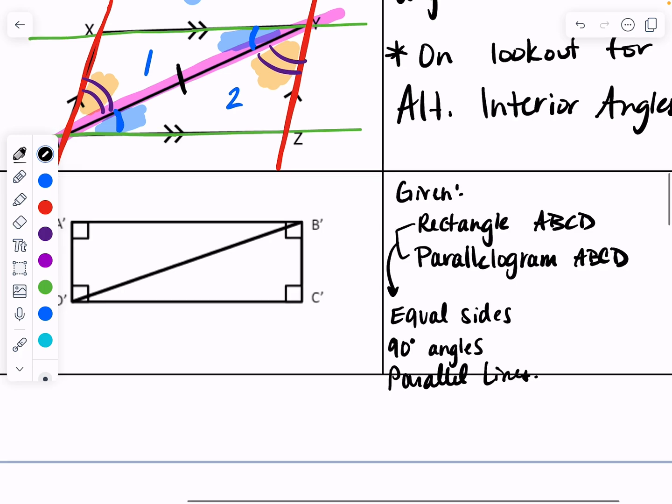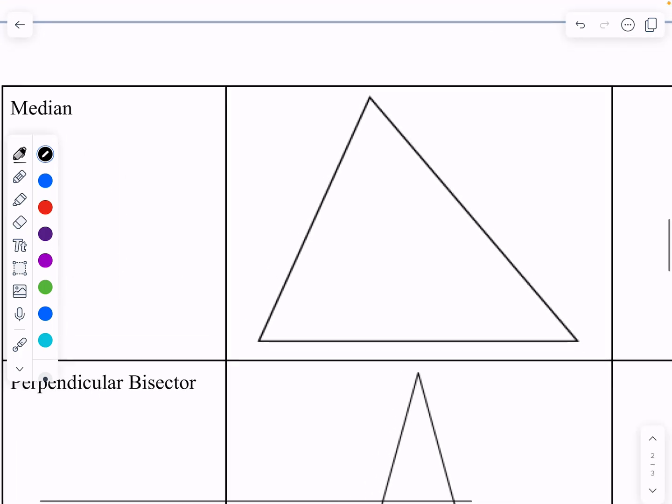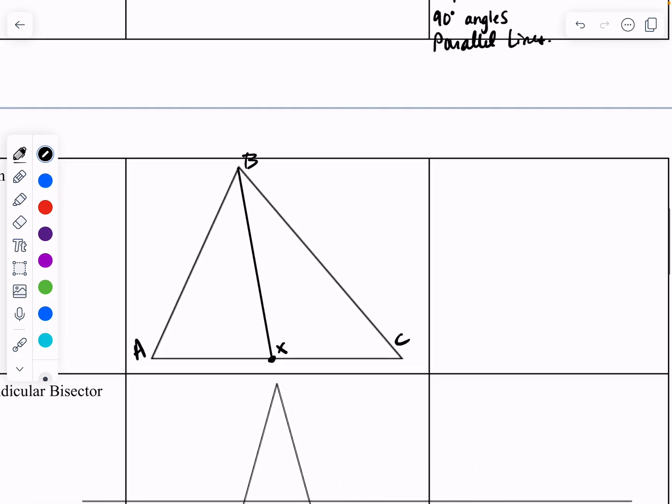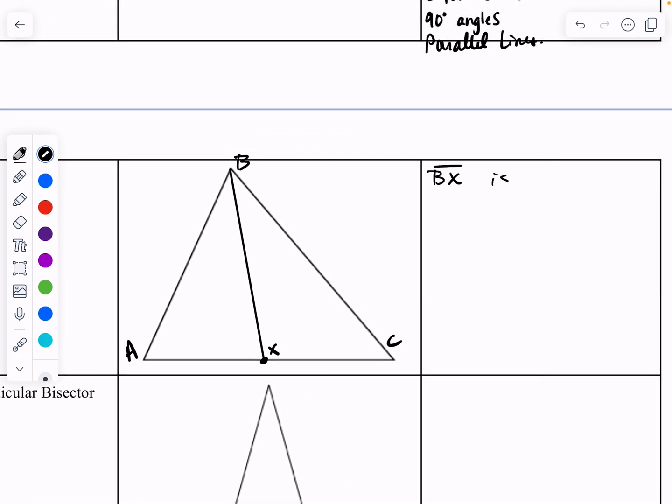All right? There are 4 other lines that you might come into contact with when you are doing triangle congruence. So one of them is a median. A median's purpose is that it finds the midpoint of a segment, right? So let's say this is labeled triangle ABC, and let's say this is point X. So it might say something like BX is a median of triangle ABC.